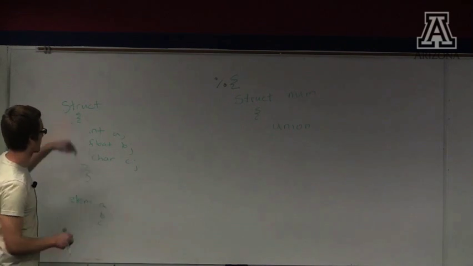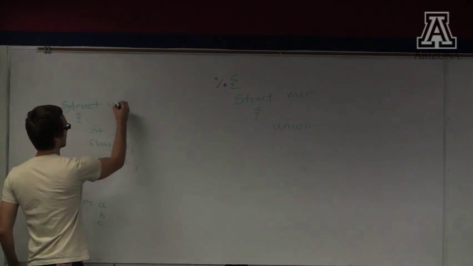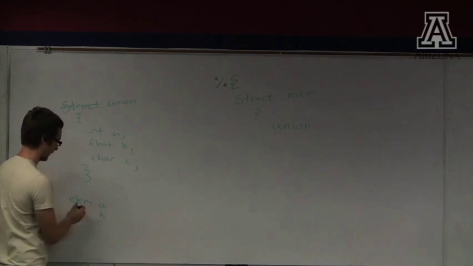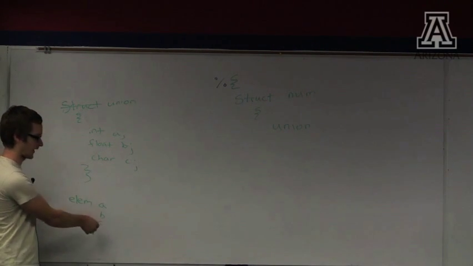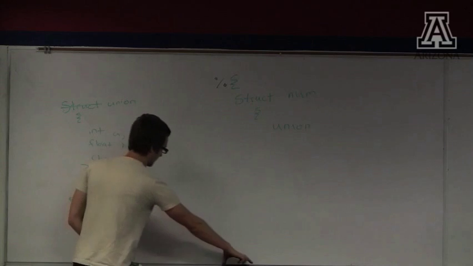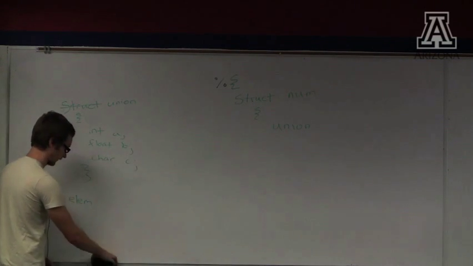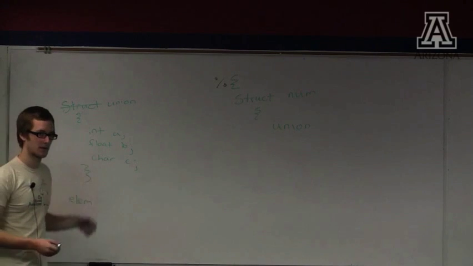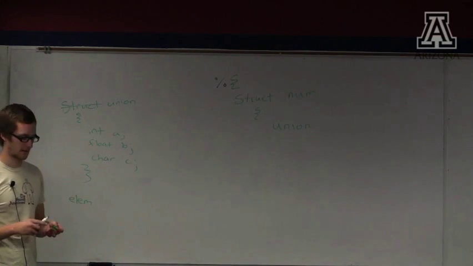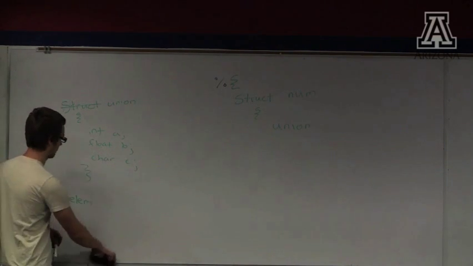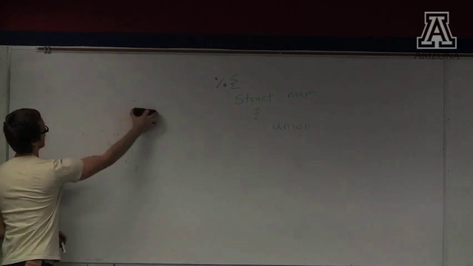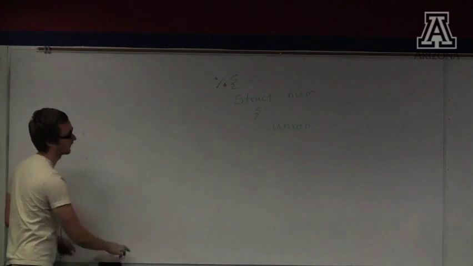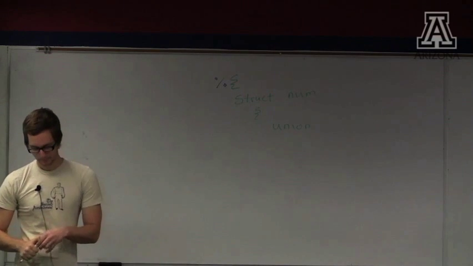So if I change this to a union, I wouldn't access element.a, b, or c. I would just say element. An element might be an integer, it might be a float, or it might be a character, but it's not all three simultaneously. So those are structs and unions, real quick, for everyone who doesn't love C.